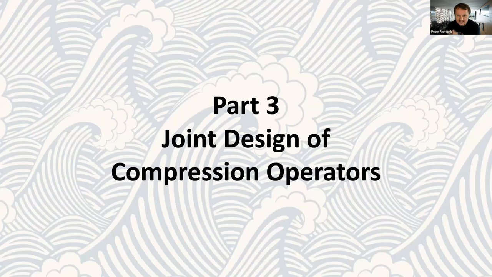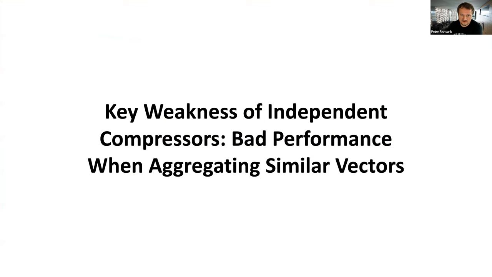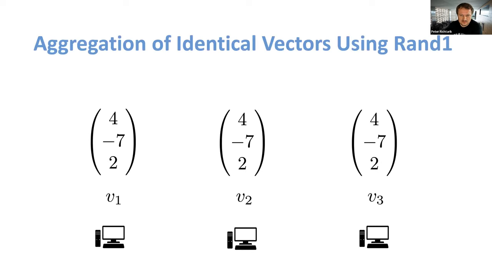Now, let's introduce this idea, at least intuitively first, of joint design of compression operators. So the starting point of this is a certain weakness that we noticed of this independent approach to designing compressors, and that is that they perform very badly when similar vectors are aggregated. So let me explain what I mean by this.